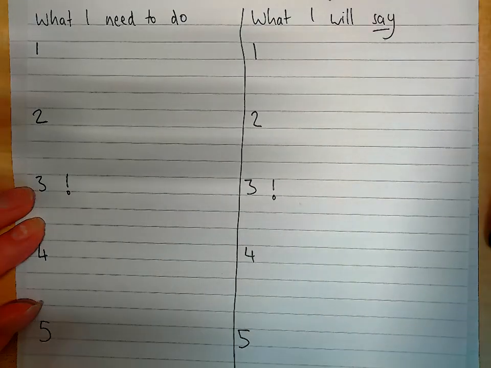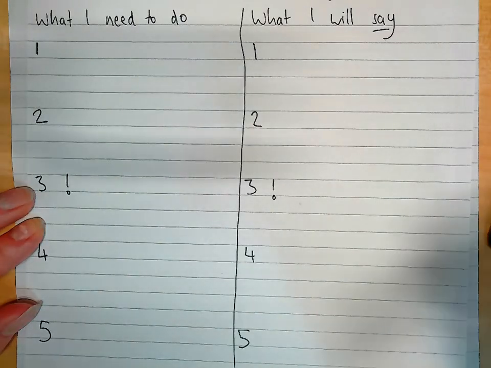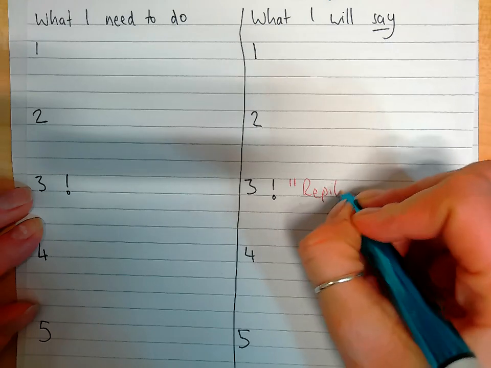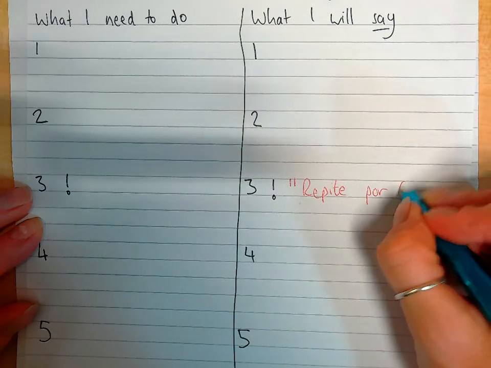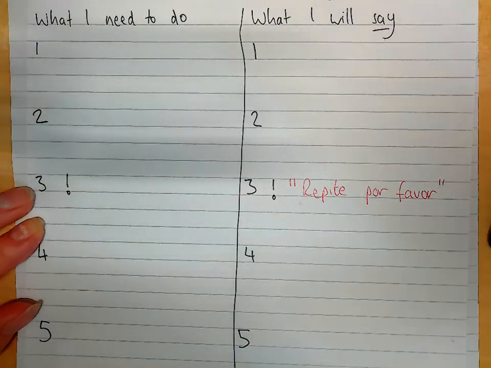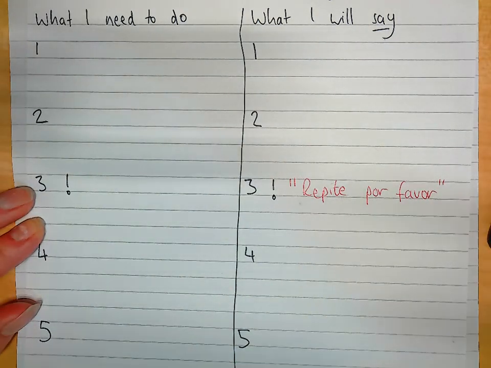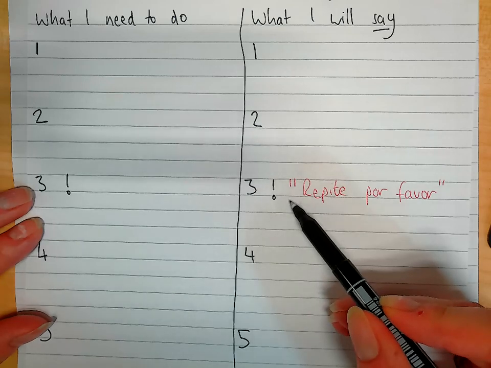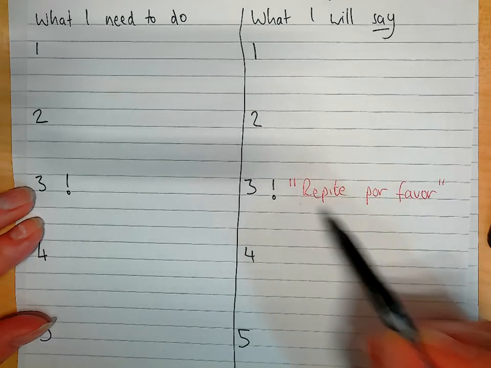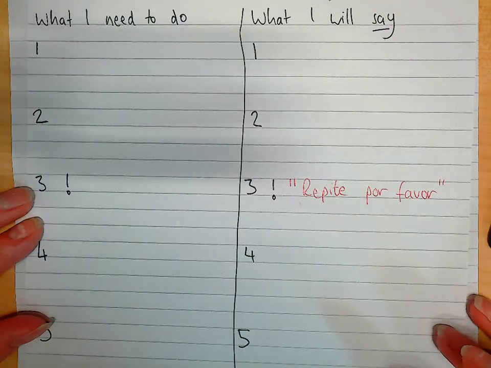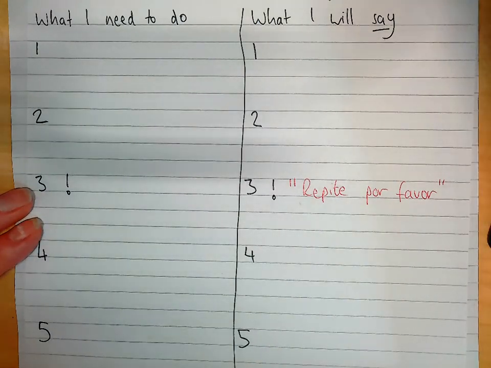Next to this, I'm going to use a different colour pen, a little thing to help me. I've written, repite por favor, and this is what I'm going to say, repeat please, if I get stuck. So if the examiner asks me something here that I don't understand, or if I think I've understood, but I'm not 100% sure, I'm going to say this just to make sure, so that when I give my answer, it's of high quality. Now let's look at the question mark.